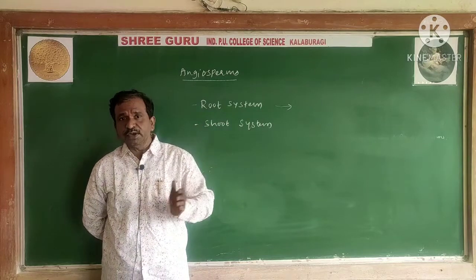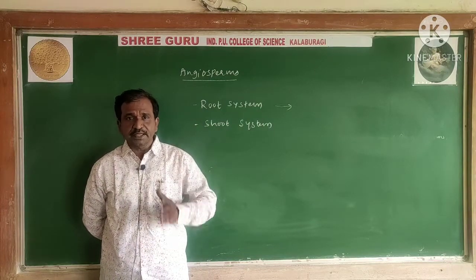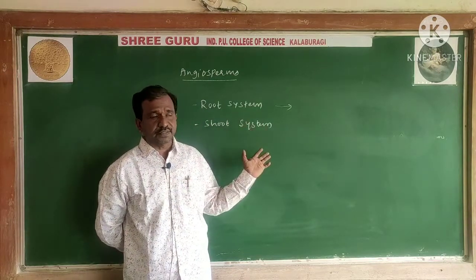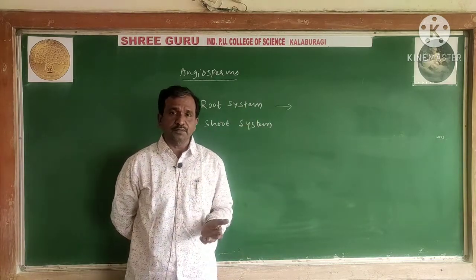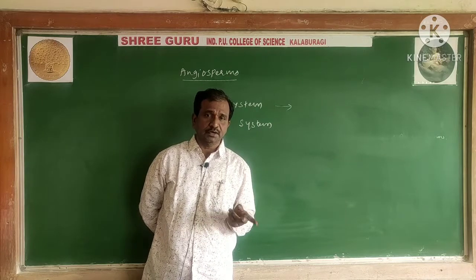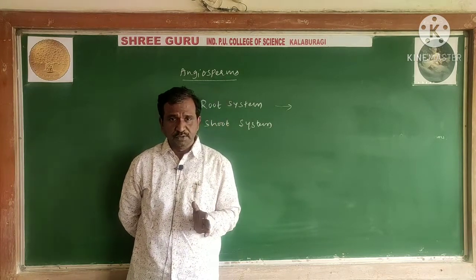Angiosperms, I simply told you regarding the characters. General characters I told you, simple characters are there, and majority of the characters you might have studied in the morphology of flowering plants and all those, the dicot and monocot differences and all those, right?